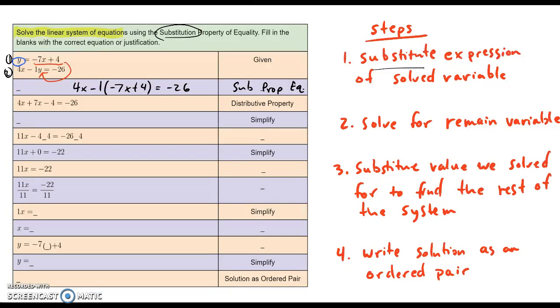So what can we simplify? Well, we can't simplify negative 26. But you can see here we've got 4x and 7x. These are like terms that we can simplify. So if we simplified the like terms, we'd have 11x minus 4 equals negative 26. And now we're given the equation below this. You can see we've got two blanks that we need to fill in. So there's this 4 and this 4.